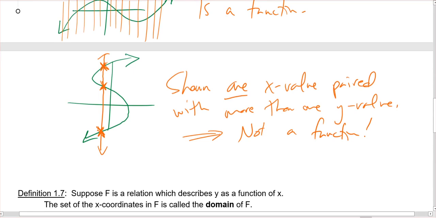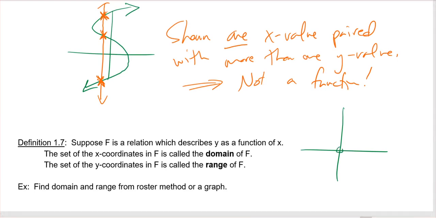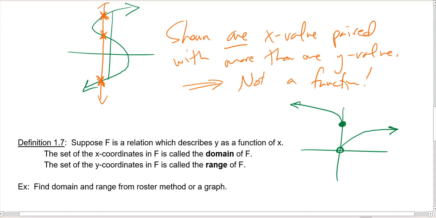So let's talk real fast about one of the kind of gotcha sort of things. Let's look at a graph here. Maybe let's have an open dot here, and it goes like this. And then there's a closed dot here, and it goes like this. Okay. So our temptation here is going to say that this is not a function, but it is.